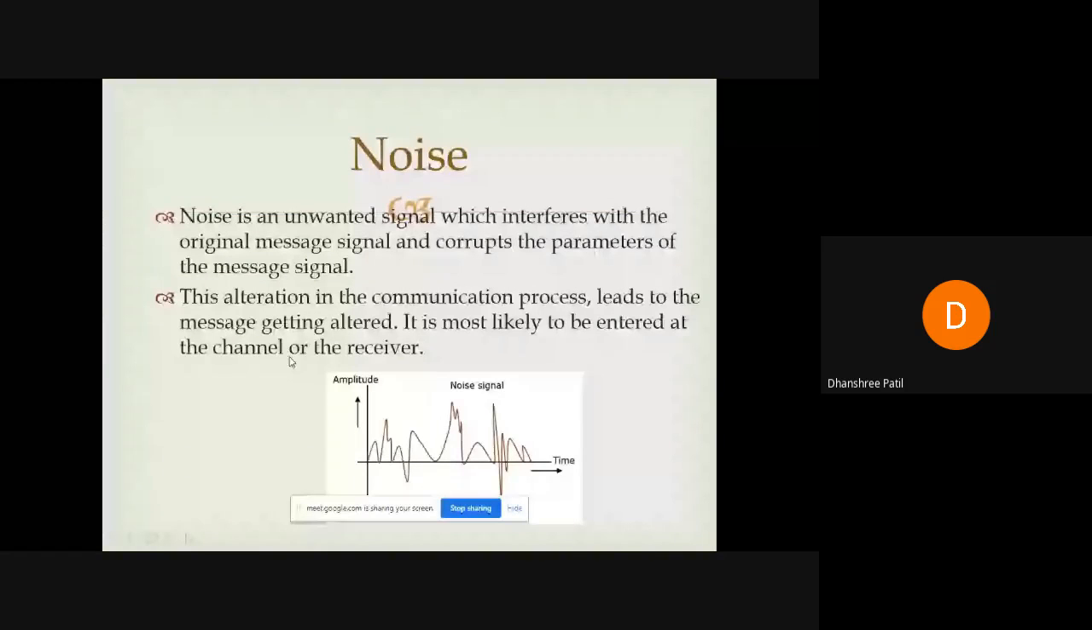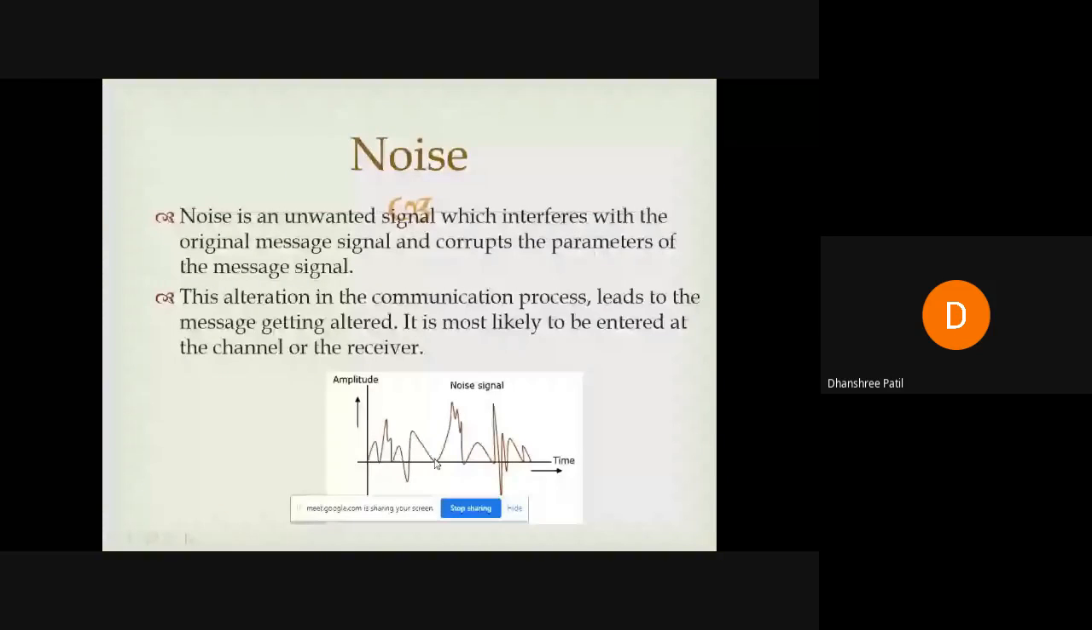This alteration in the communication process leads to the message getting altered. So obviously, if the message is getting noisy, some extra bits are added into the original data, so your original message will not be the same at the destination side. It is most likely to be entered at the channel or at the receiver side. This is one example of a noisy signal. You can see here, there is no fixed pattern available for the noisy signal. There is no data we can get same as the original data in case of the noisy signal.